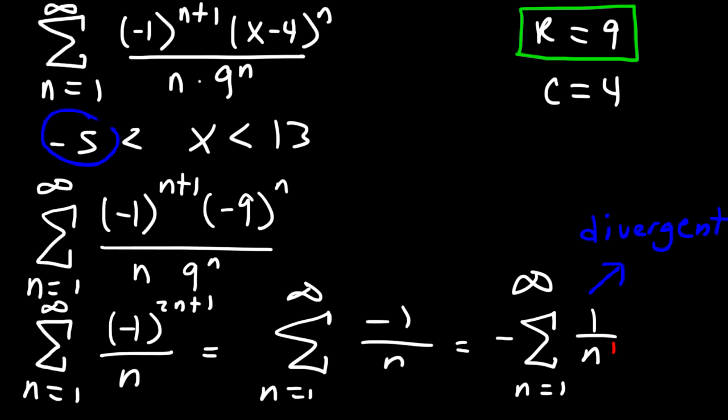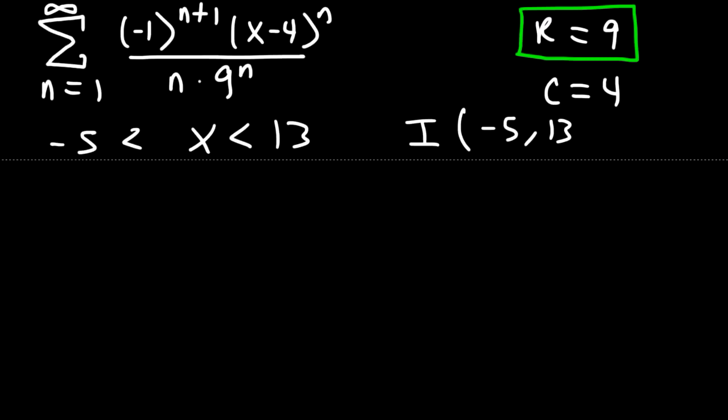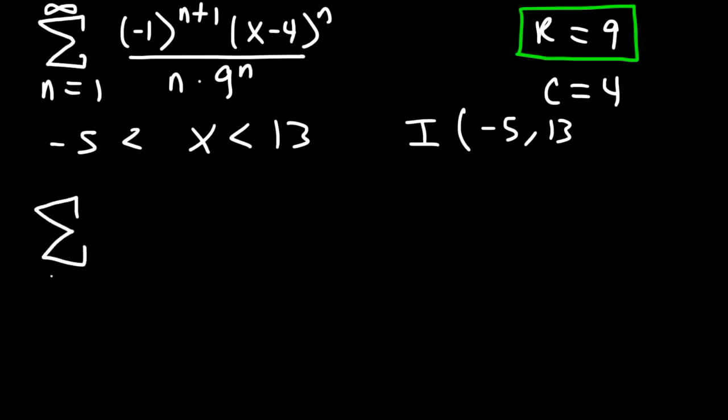So negative 5 is not included. So we're going to have a parentheses at negative 5. So the interval of convergence is negative 5 to 13. Now let's check the endpoint for 13. So when x is 13, what's going to happen? So this is going to be 13 minus 4, which is 9.